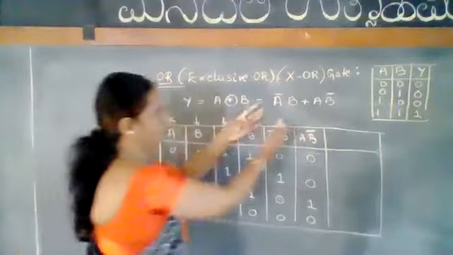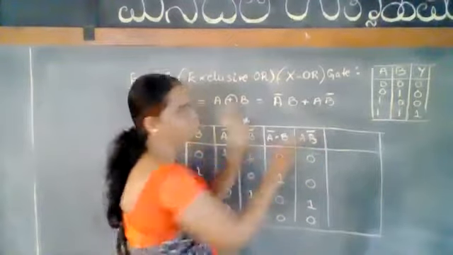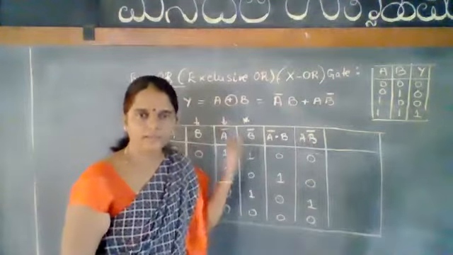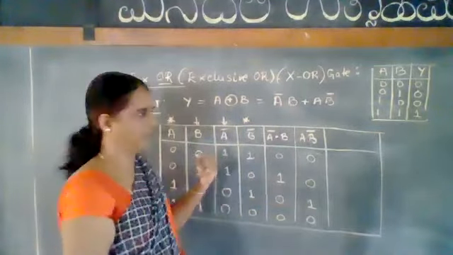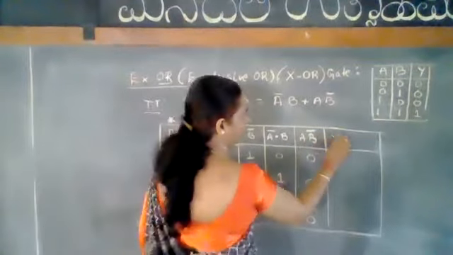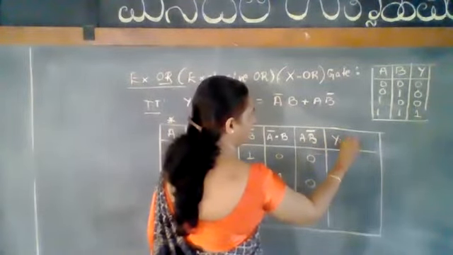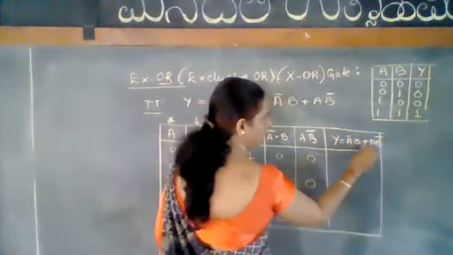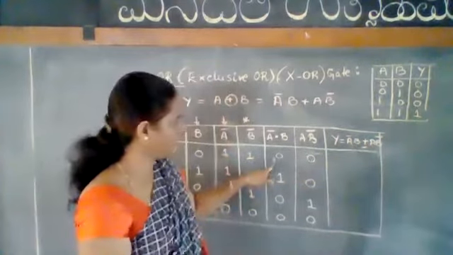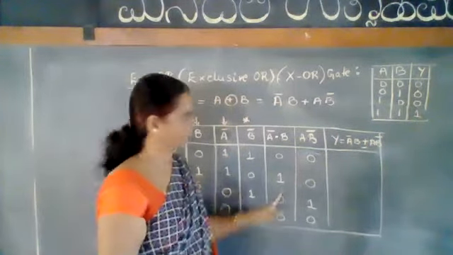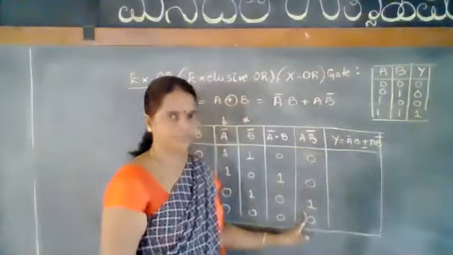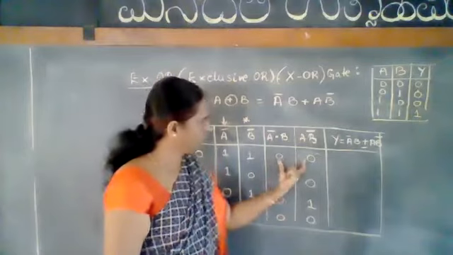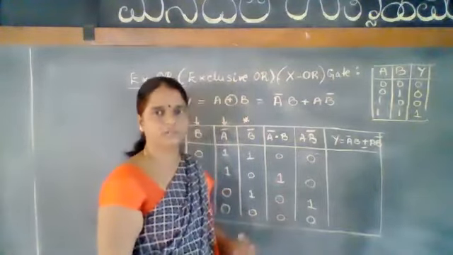So we have written the values for two terms, right? A complement B and AB complement. To obtain the output for the exclusive OR gate, that is Y, which is nothing but A complement B plus AB complement. So what you have to do? A complement B, we have this column. AB complement, this column. Now the values of these two columns are to be ORed.